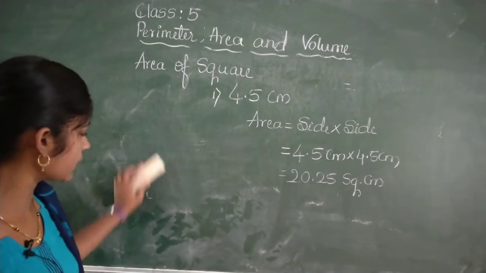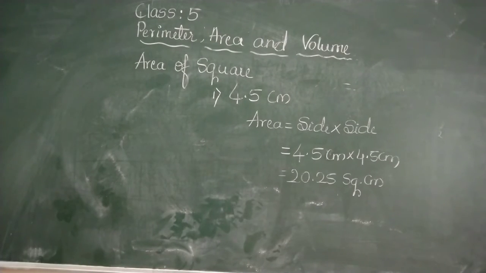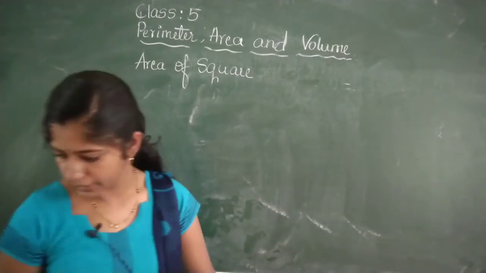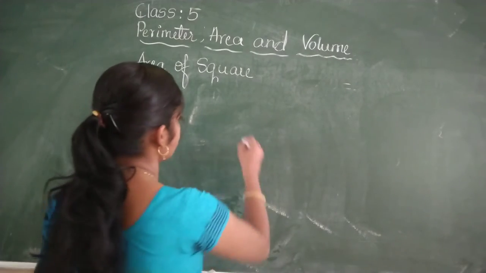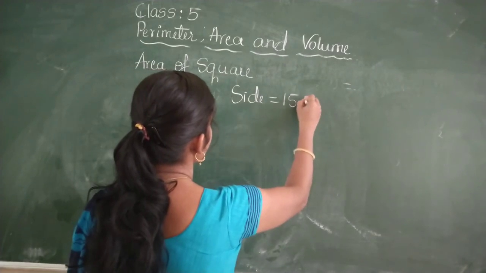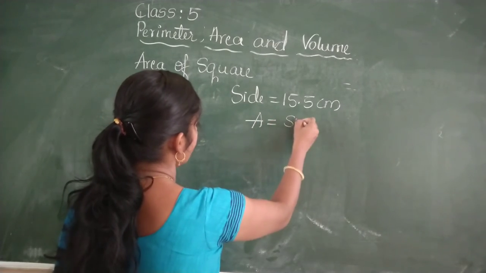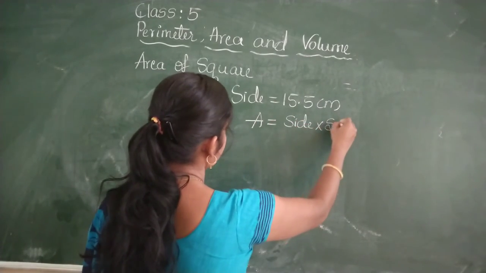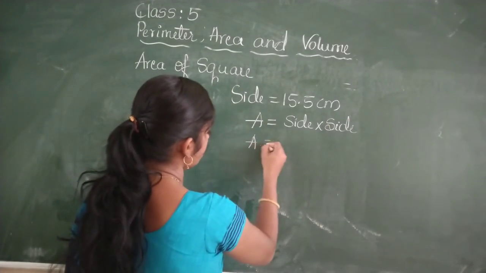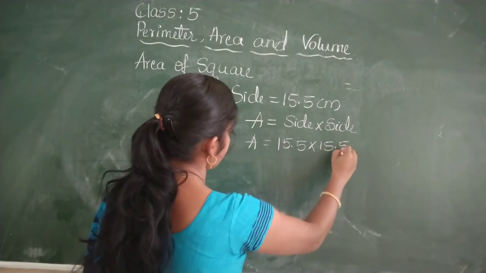Okay, I will take one more example from your practice time 1. I will take one more example. Yes, I will take here 15.5. Side is equal to 15.5 centimeter. So what is the formula? Area is equal to side into side. For each question, compulsorily you have to write the formula. So area is equal to 15.5 into 15.5.